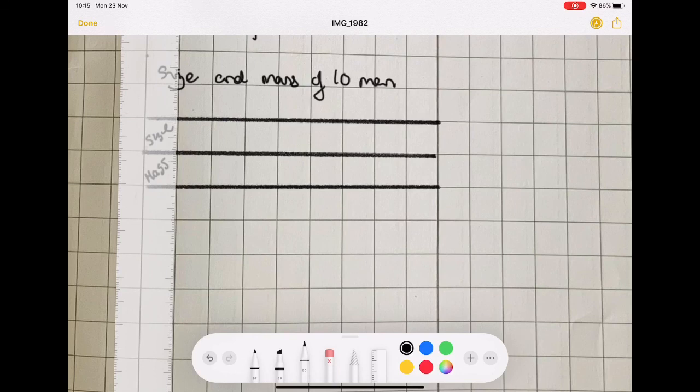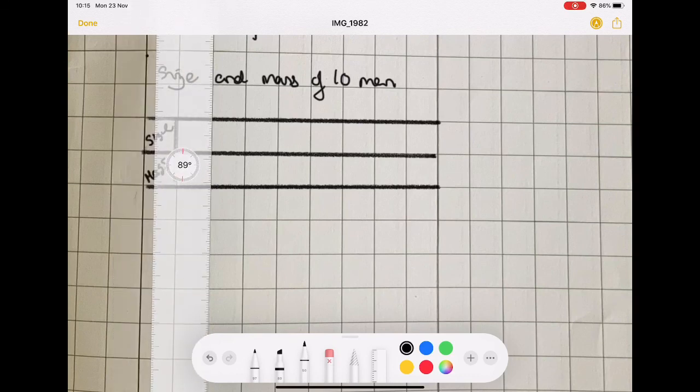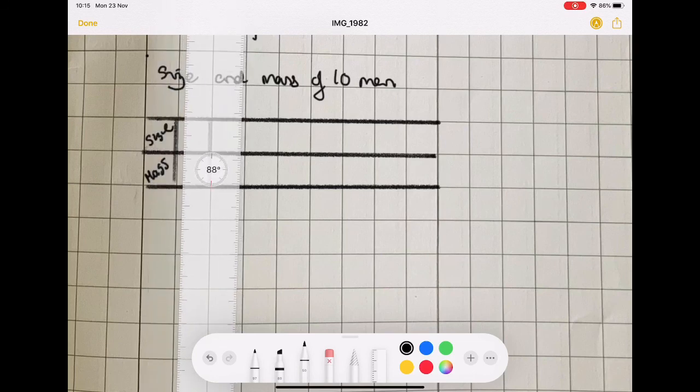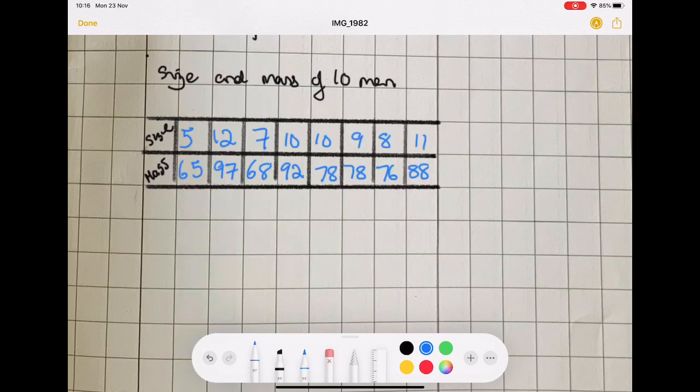Now when we finish this one, there will be a link to some questions for your teacher to give to you. So by the end of this question, you will be skilled in plotting scatter graphs. And so it's the size and mass of 10 men, okay? And the shoe size, I should add that on there. So it's shoe size as well. There we go. So shoe size and mass of 10 men.